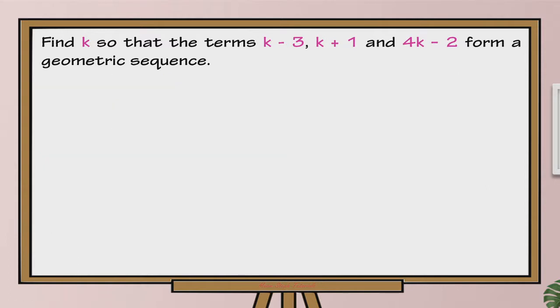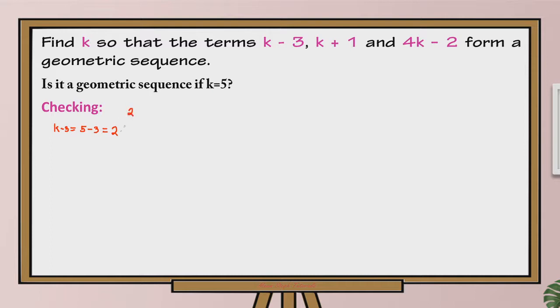Now to make sure kung tama yung sagot natin sa mga values ng k, gawin natin ang checking. And we have this question in our mind. Is it a geometric sequence if yung value ng k is 5? So, una nating iti-test ay ang k minus 3. So, yung equivalent niyan is 5 minus 3. That will be 2. Kaya yung first term natin kapag yung k ay 5 is 2 yung first term.